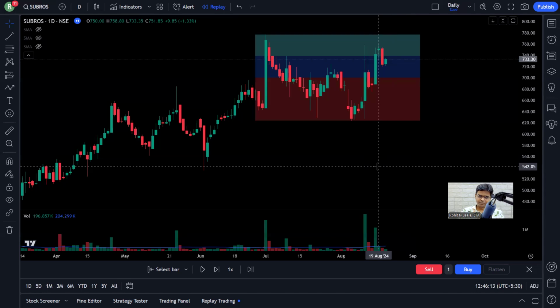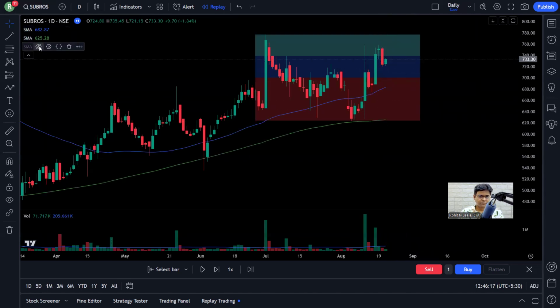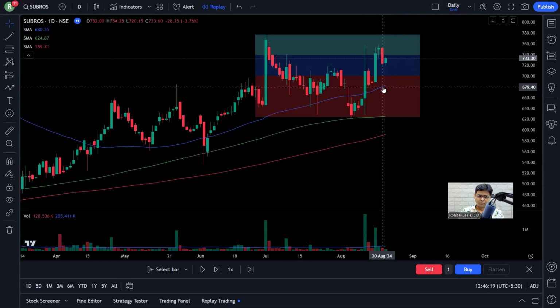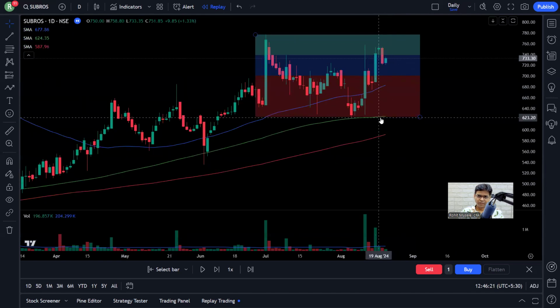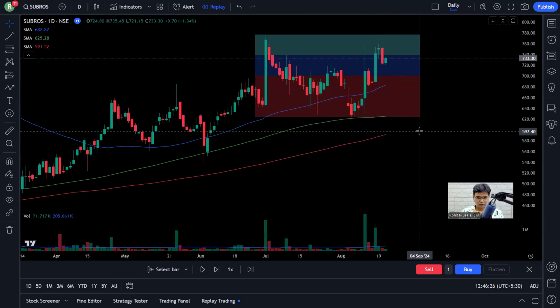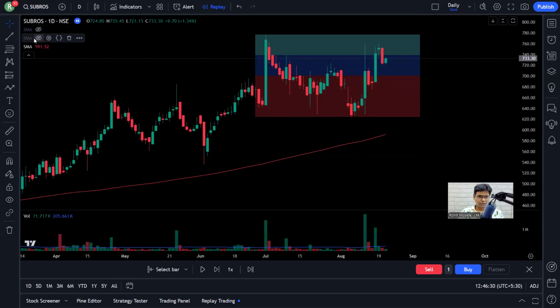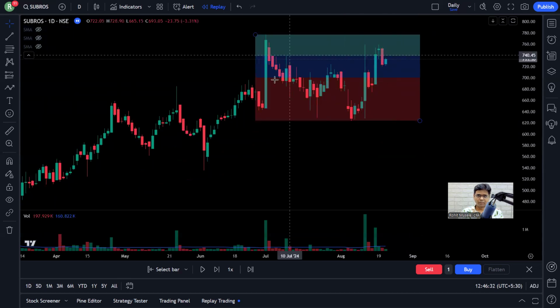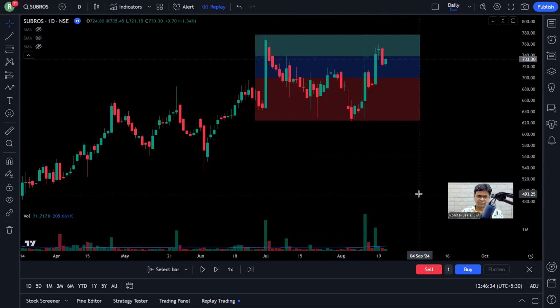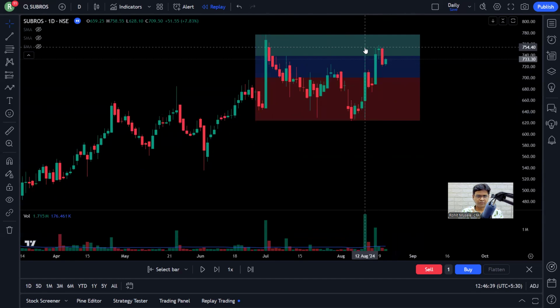So let us look at the moving averages. The 50-day moving average is above the 150-day moving average, which is above the 200-day moving average. So this is a strong stage two uptrending stock. That's a good sign. Then you have more than 10 candles in the base. That's fine. Then if you draw the base, the high of this candle is 758.55. The high here is 758.80.